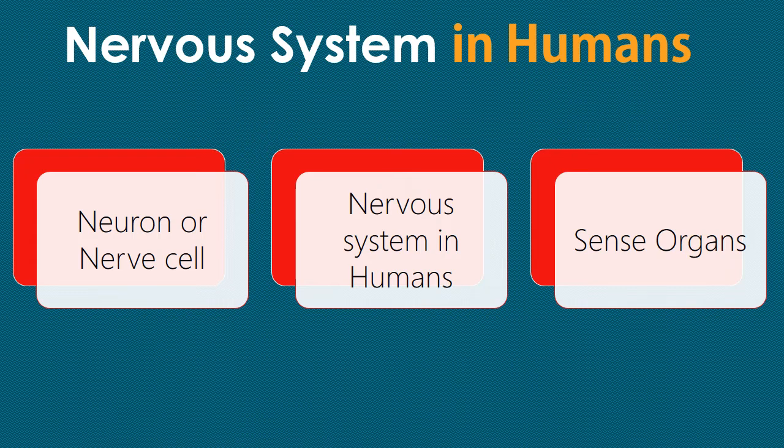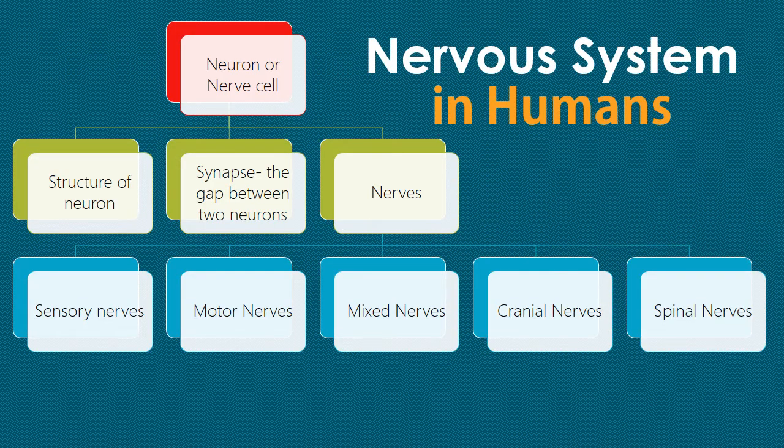So the main topics we are going to cover in this lesson are neuron or nerve cell, nervous system in humans, and the sense organ. In this video we are going to cover the neuron or nerve cell. This is part 1, and the next chapter we will see in the next video.